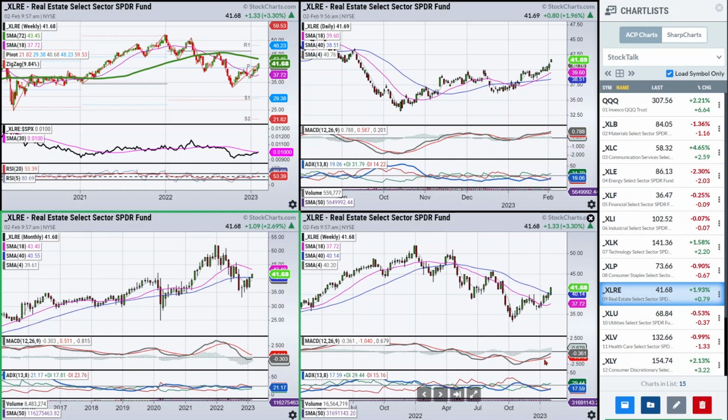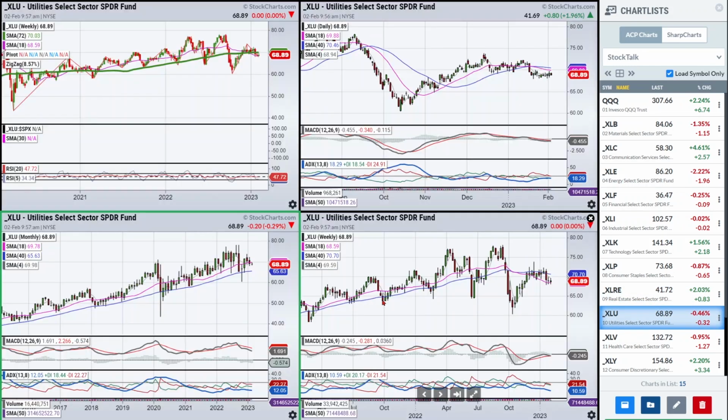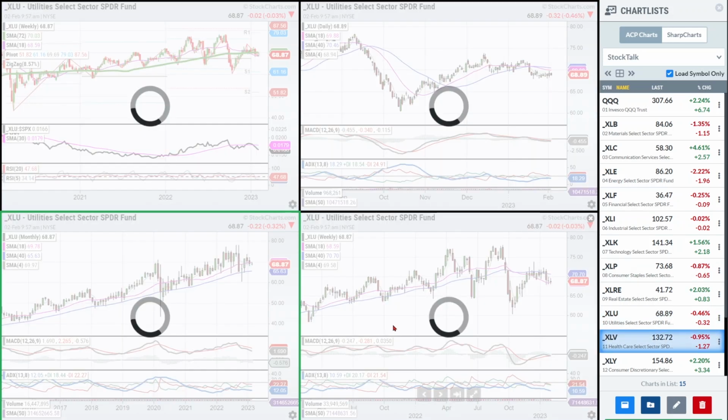So I would be watching the zero line on the weekly MACD, because if we fail there, this is probably going to set back and do a better testing of the lows. XLU is a trading range, in my opinion. Again, spike low, rallied up, and I think we're caught in a range between 65 and maybe 75, 76.